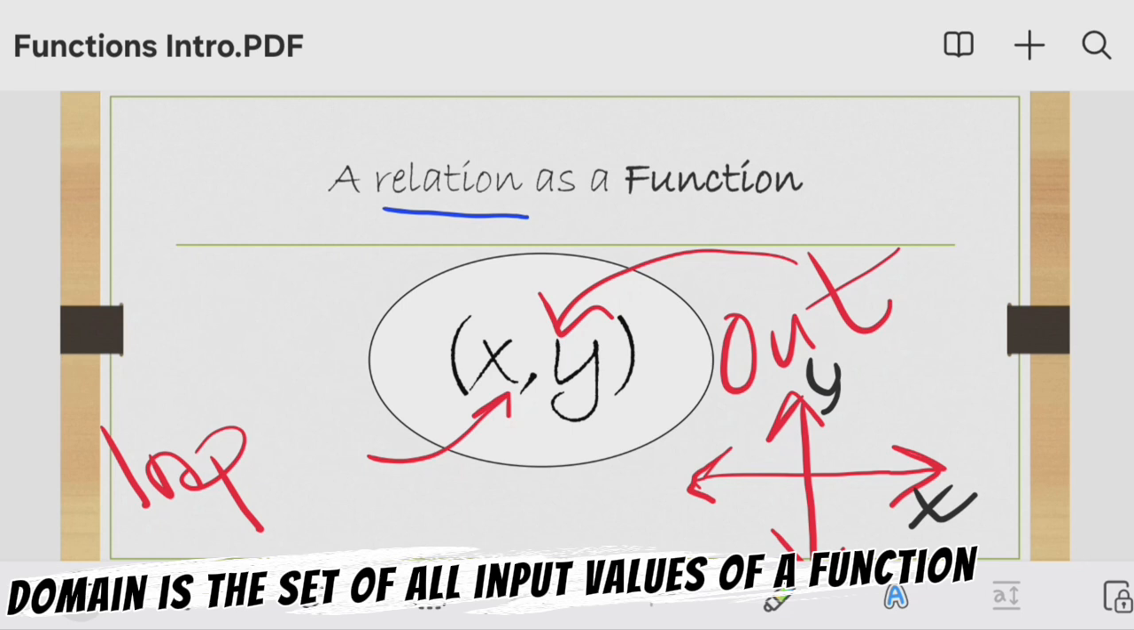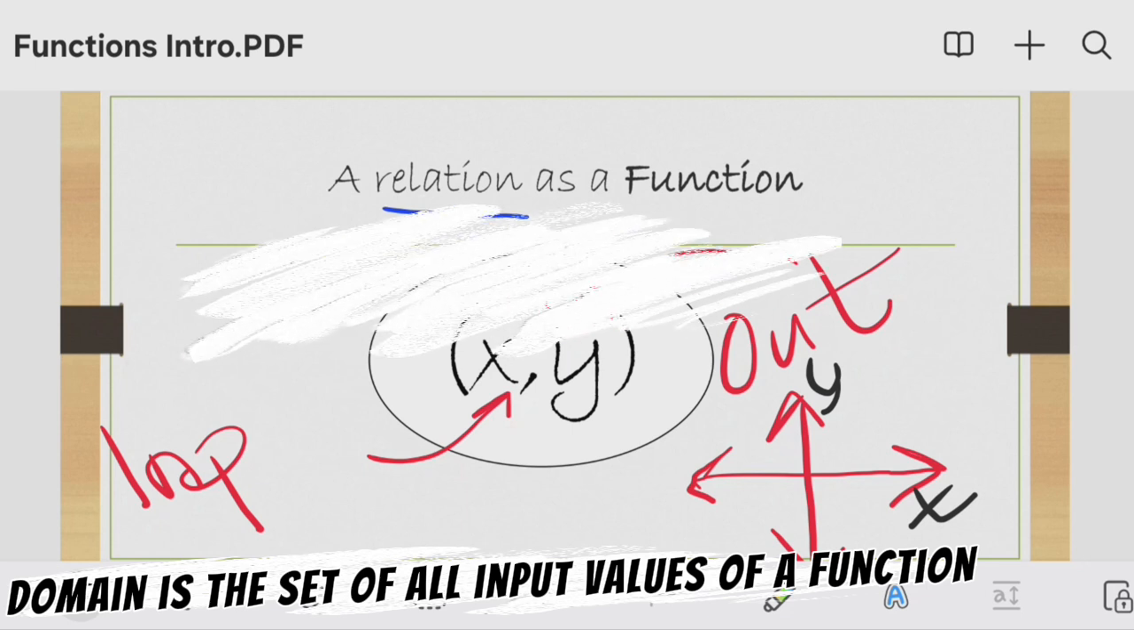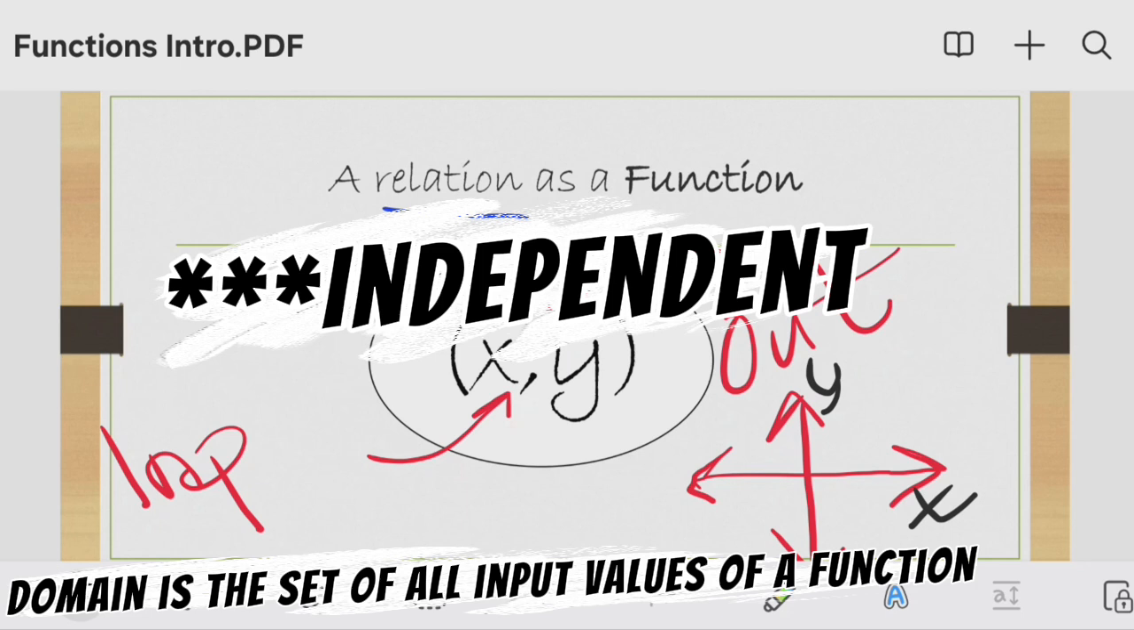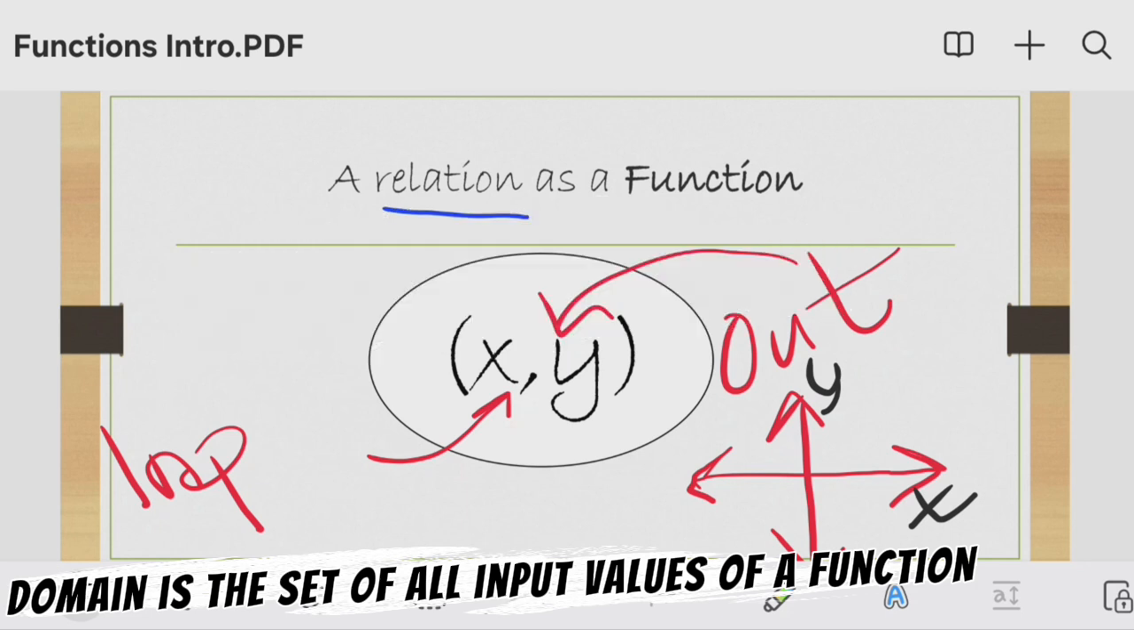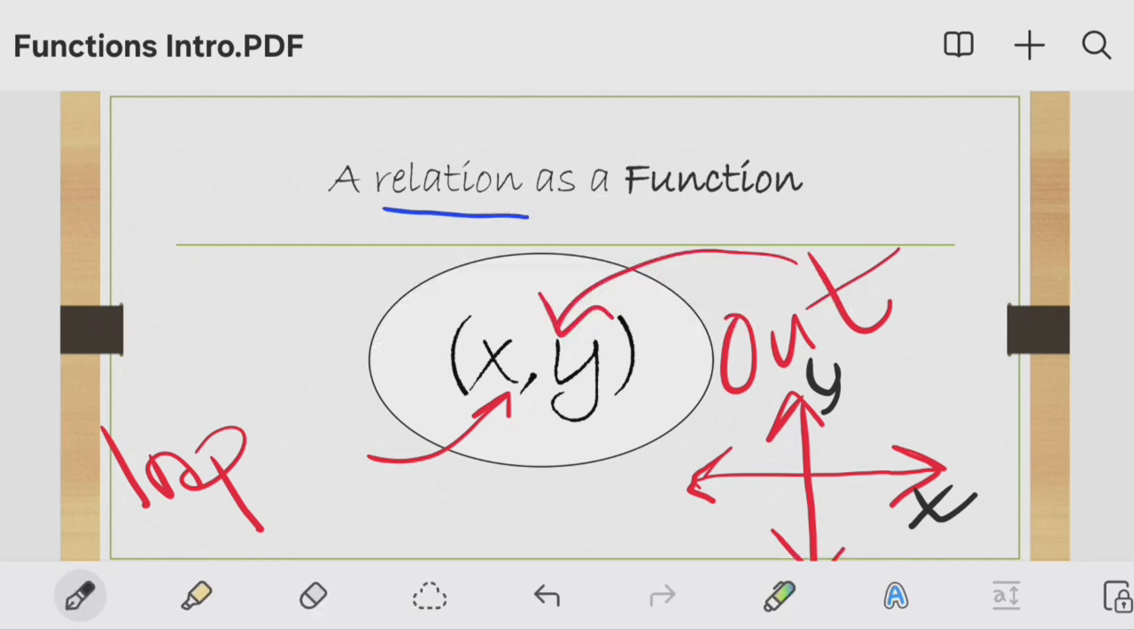When we look at the set of the input variables, the set of dependent variables, those give us what we call the domain. Good job, right now.